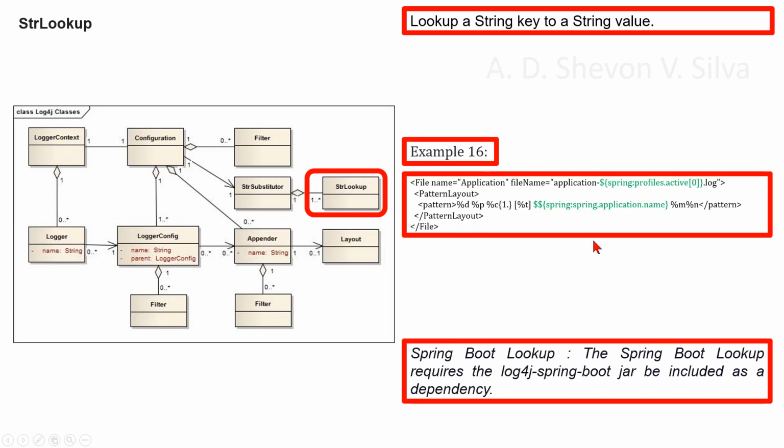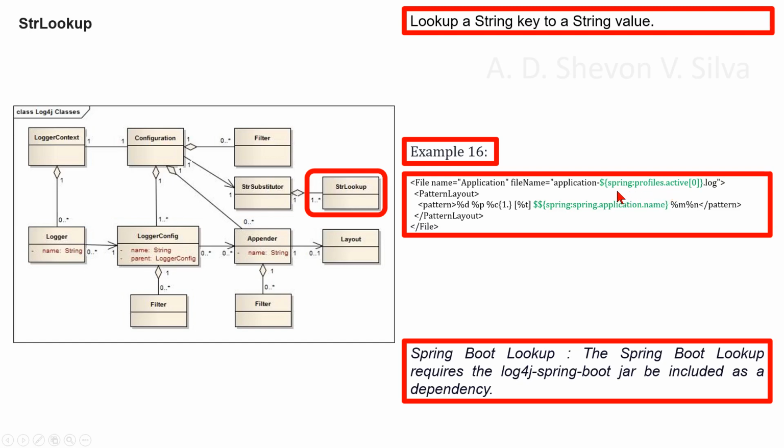Now we are considering the Spring Boot lookup. The Spring Boot lookup requires the log4j-spring-boot jar to be included as a dependency. The Spring Boot lookup retrieves the values of the Spring properties from the Spring configuration, as well as values of the active and default profiles.